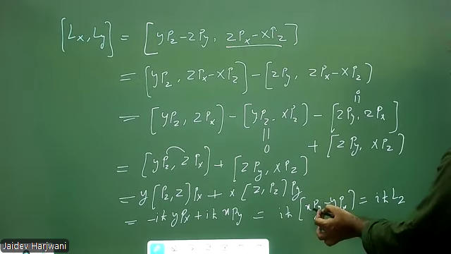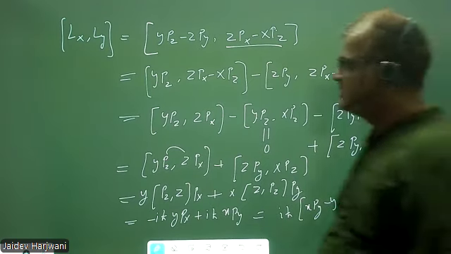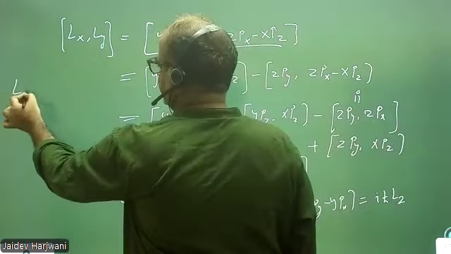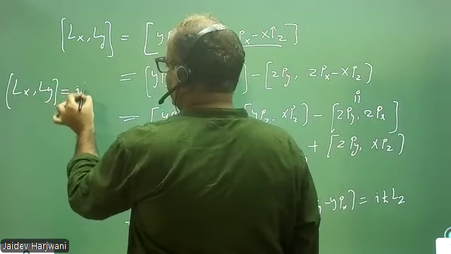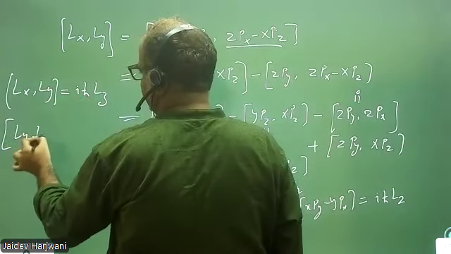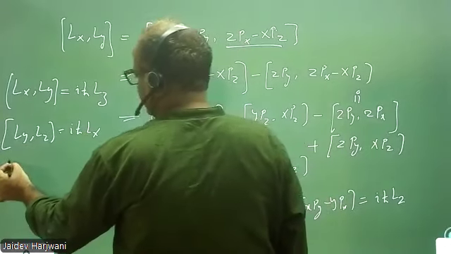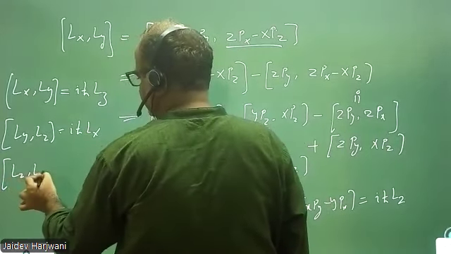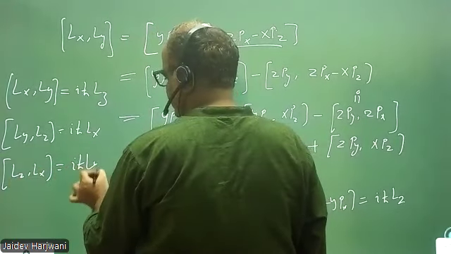After z, x, then y, and y px. So that means [Lx, Ly] is equal to iota h cross Lz. Similarly, we can show [Ly, Lz] is equal to iota h cross Lx, and [Lz, Lx] is equal to iota h cross Ly.